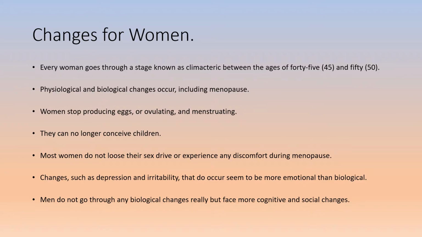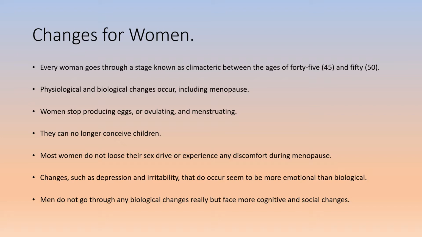Now, there are some major physical changes for women in adulthood. Every woman goes through a stage known as the climacteric between the ages of 45 and 50. This is when physiological and biological changes occur, including menopause. This is when women stop producing eggs, ovulating, and menstruating. So in other words, they can no longer conceive children.